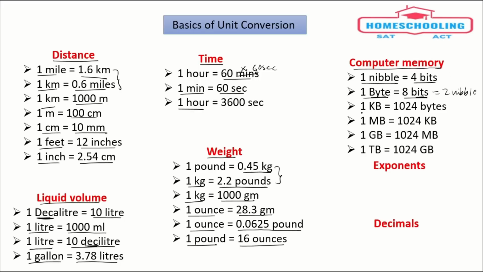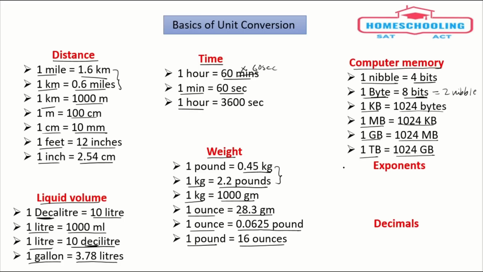So 1 kilobyte, so this is byte, not bits. 1 kilobyte is equal to 1024 bytes. 1 megabyte is equal to 1024 kilobytes. 1 gigabyte is 1024 MB, that is megabytes, and 1 terabyte is equal to 1024 gigabytes.